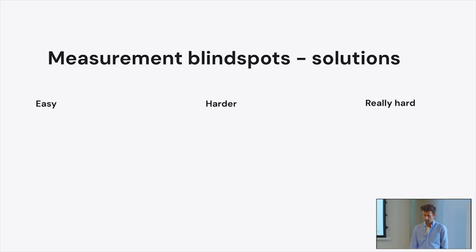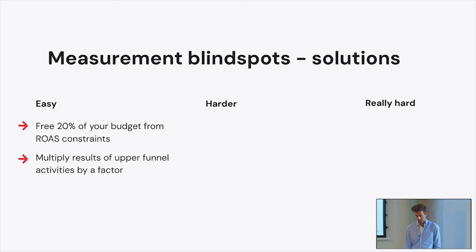And when it comes to solutions, there are easy ones, which will be less precise, but you can do them from tomorrow. There are harder ones, which we at Sublime are working on. Some of them are implemented, some are ahead, and they are really hard. They are possible, but even we struggle with them on a larger scale. When it comes to easy ones, the first one is really easy, at least technically, maybe not mentally: just free some portion of your budget from ROAS constraints.